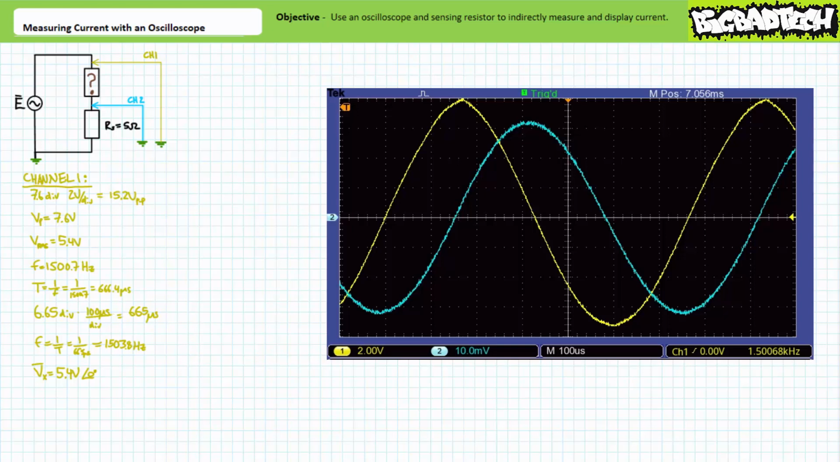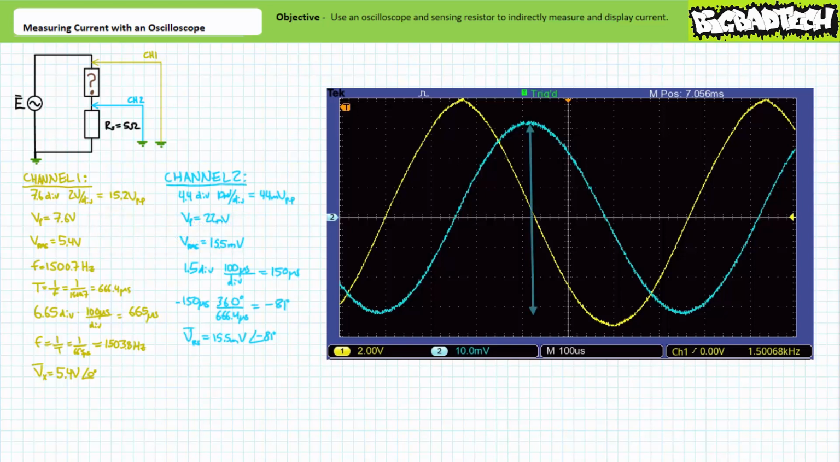See if you can determine the peak-to-peak value, the peak value, and the effective value of the voltage waveform on channel 2. Additionally, see if you can determine the relative phase shift between the two waveforms given the voltage waveform on channel 1 is assumed to be our reference. By all means, pause the lecture and try this on your own. If you're tracking, you should have arrived at the following results.